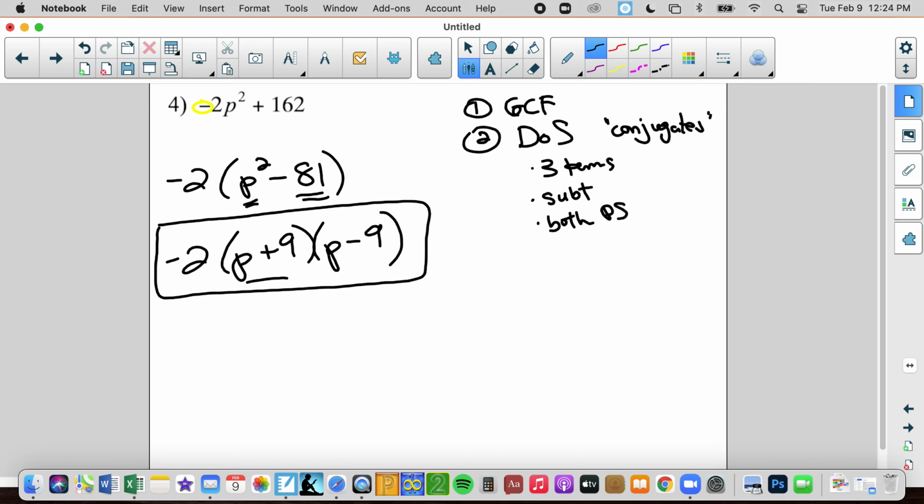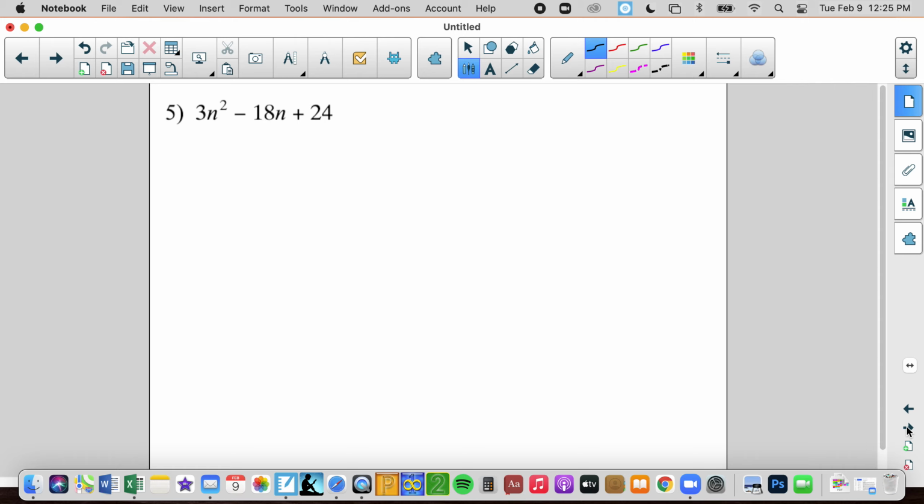Then we would look at these again. Are those two terms? Are those difference of squares? Two terms, subtraction? No, not subtraction. Two terms, subtraction, yes. Perfect squares? Yes. But no, p is not a perfect square, so I know that this is factored completely. I can stop.